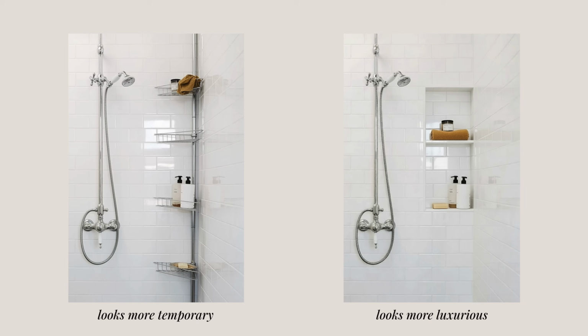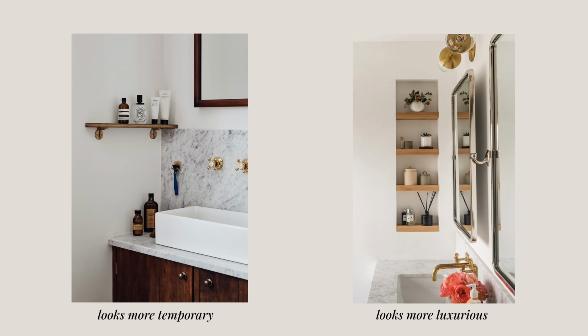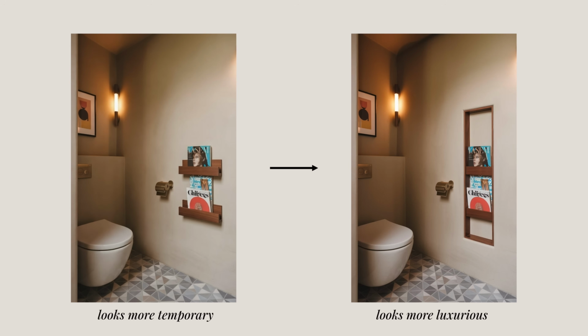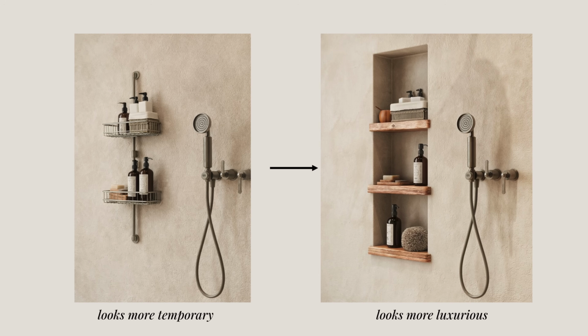You know the type. Shower caddies are always slightly tilted and never quite straight, floating shelves with visible brackets, cabinets installed wherever there was space. If you can, always try to build storage into the architecture. Surface-mounted accessories also break up your beautiful tile work.